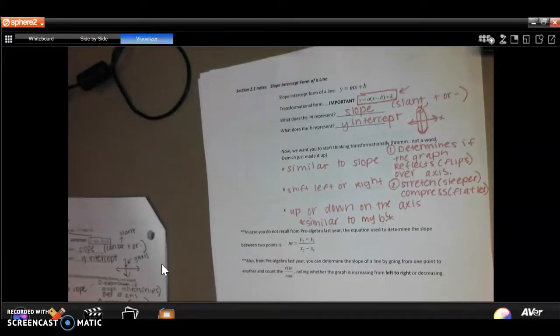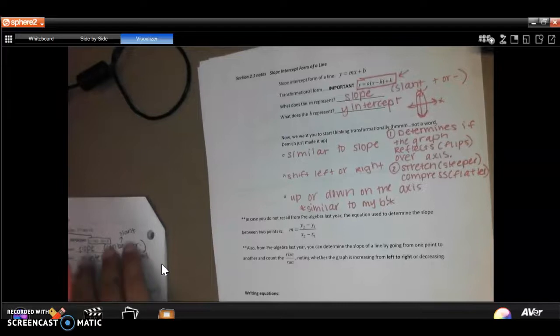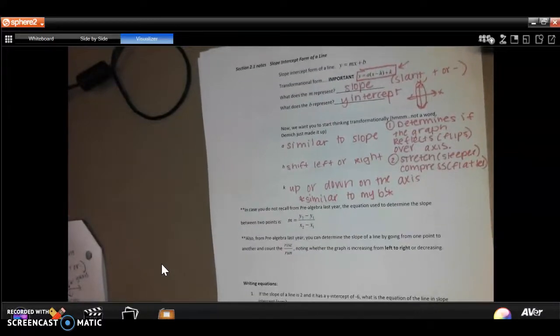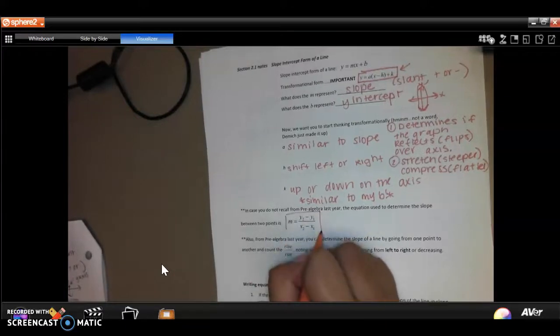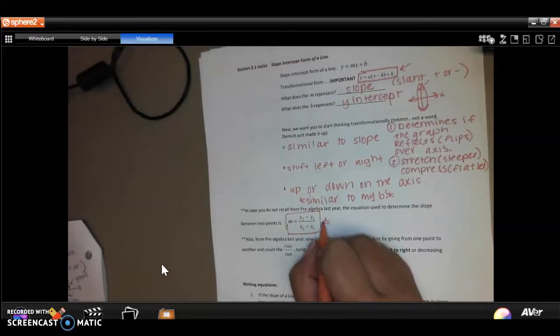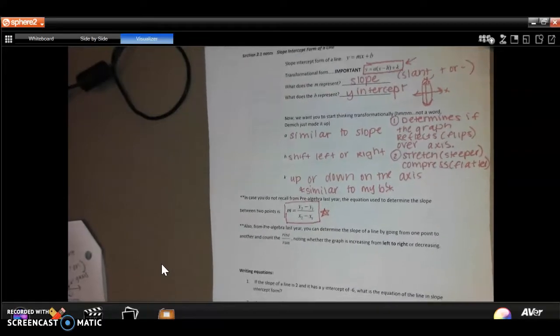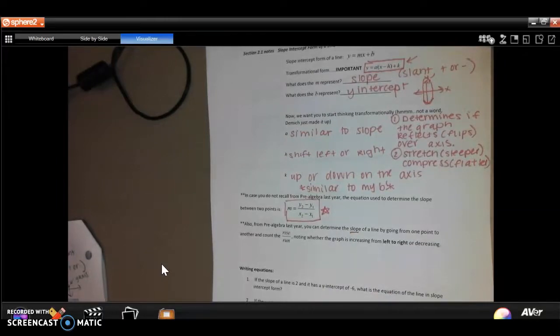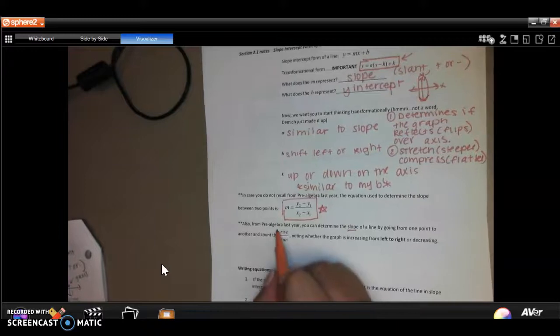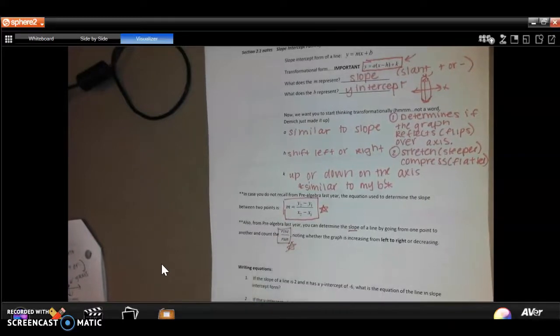In case you do not recall from pre-algebra last year, the equation used to determine the slope between two points is y sub 2 minus y sub 1 over x sub 2 minus x sub 1. Go ahead and memorize that. Also, from pre-algebra last year, you can determine the slope of a line by going from one point to another and counting the rise over the run. So go ahead and start that, noting whether the graph is increasing from left to right or decreasing. That's really important.